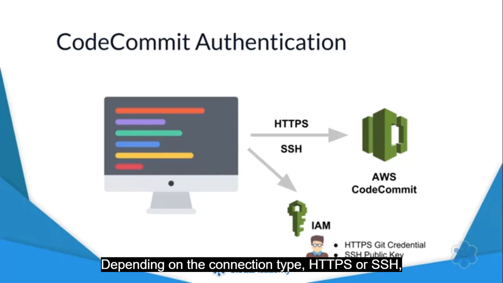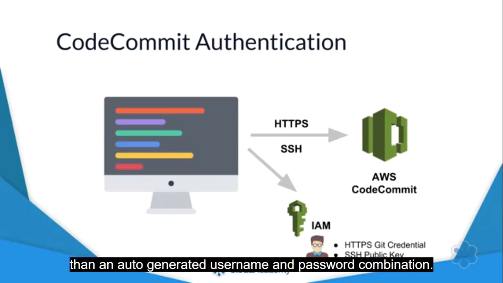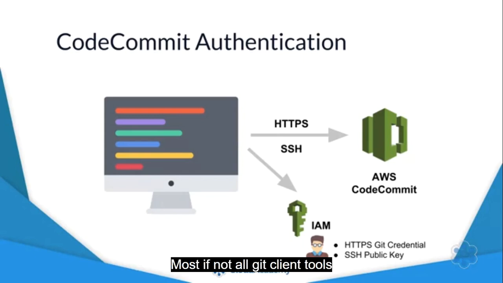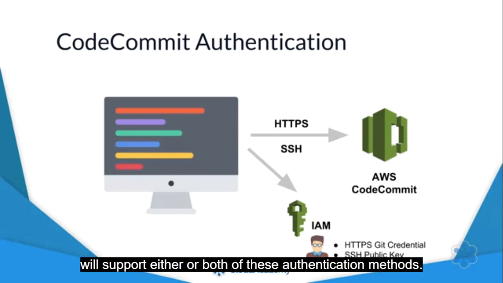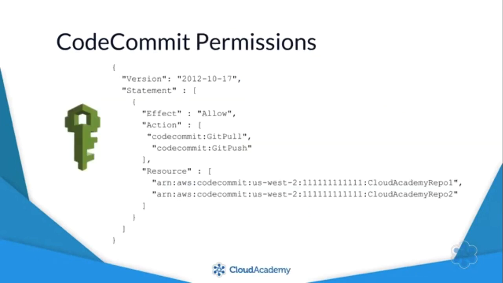Authenticated access into a CodeCommit repository is managed through the use of an IAM user account. Depending on the connection type, HTTPS or SSH, you'll need to either generate HTTPS Git credentials or upload an SSH public key respectively on the IAM user account in question. An HTTPS Git credential is nothing more than an auto-generated username and password combination. Most, if not all, Git client tools will support either or both of these authentication methods.